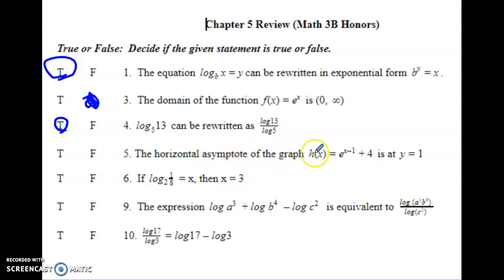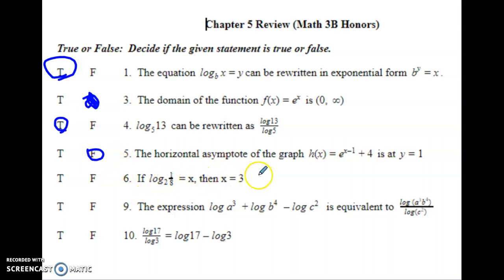The horizontal asymptote of the graph e to the x minus 1 plus 4 is y equals 1. Well, the horizontal asymptote of the exponential function would be y equals 0 for the parent function, but it's shifted up 4 for this one. So it would be y equals 4, not y equals 1. So that one is false.